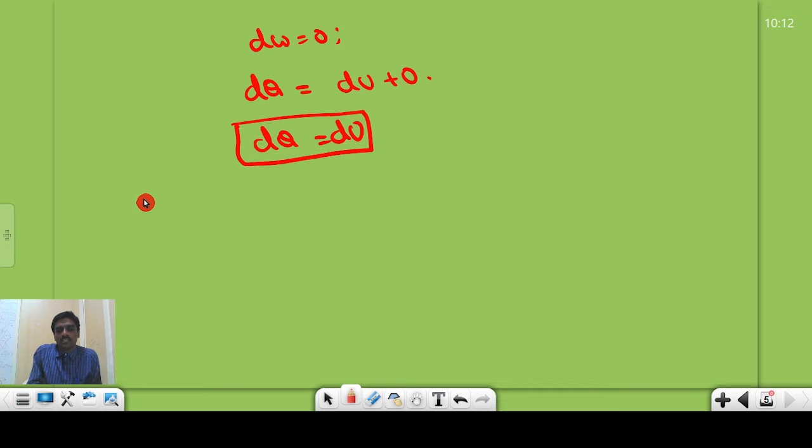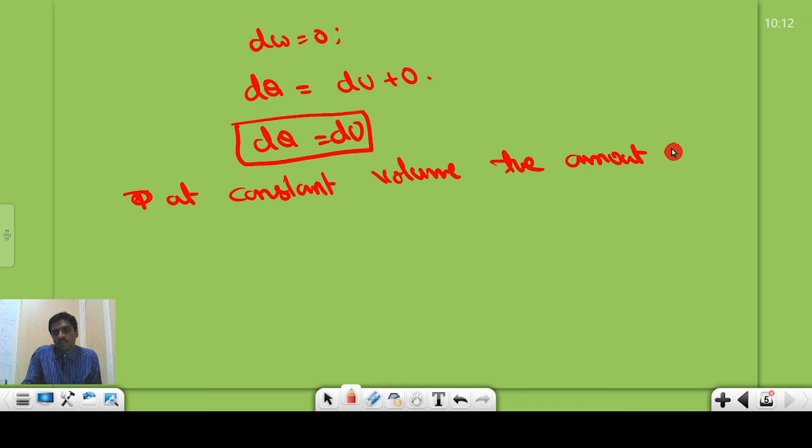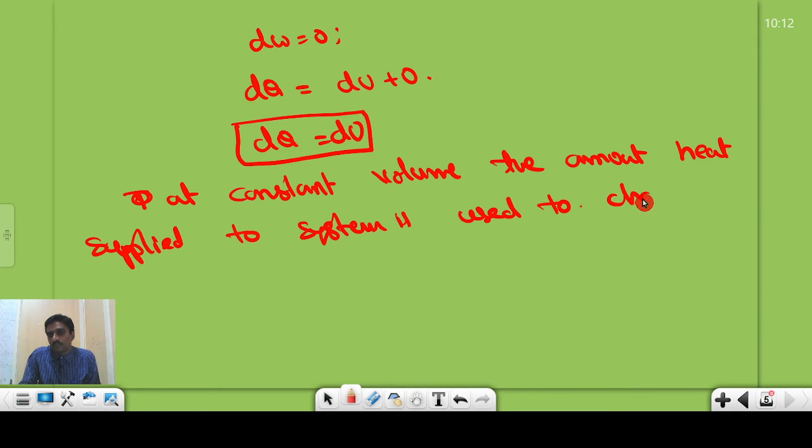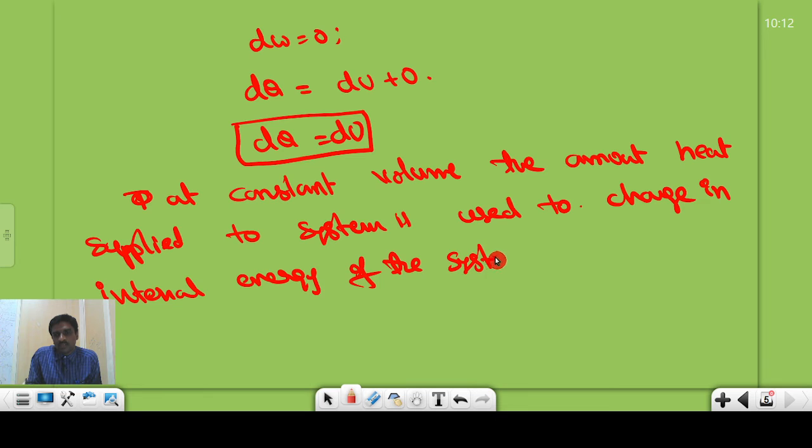That is the conclusion: at constant volume, the amount of heat supplied to the system is used to change the internal energy of the system. This is the one conclusion we will get.